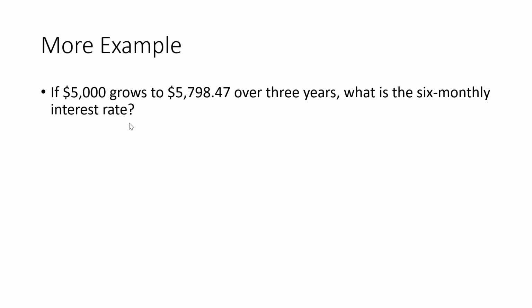5,798. And then our N is going to actually be 3 times 2 because this is done on a 6 monthly basis, which is just semi-annually. So that's going to be 6. Our payment's going to be 0. And then we're going to compute, and we're going to get an interest rate of 2.5 for this semi-annual compounding.